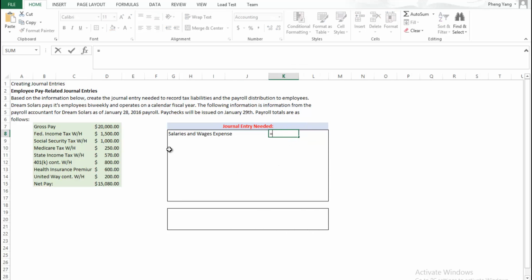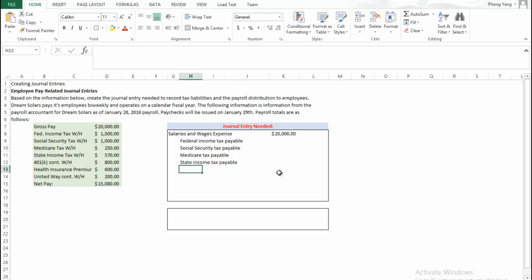In this case, I'm just going to say $20,000 because that is the gross amount that was incurred for that payroll period. Next, I'm going to list every deduction there is. For example, we've got federal income tax payable, Social Security tax payable, Medicare tax payable, state income tax payable. These are actually the names of each account. We've got 401k contribution payable.